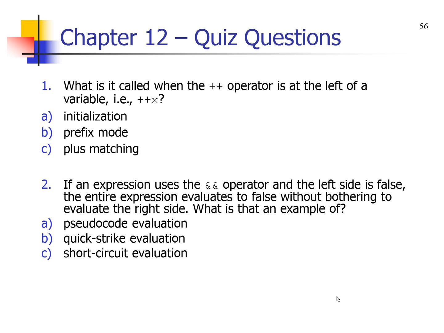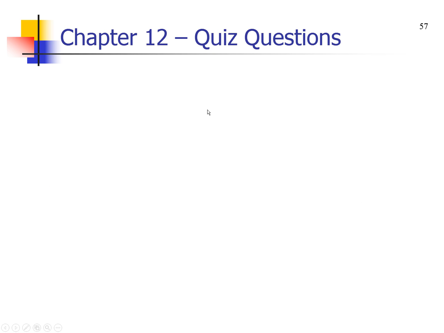Okay, now question 1. I don't know why 1's second, but it's okay. What is it called when the plus plus operator is to the left of a variable, as in plus plus x? That's called prefix mode. x plus plus is postfix. They're also called unary operators because it's just one operand.